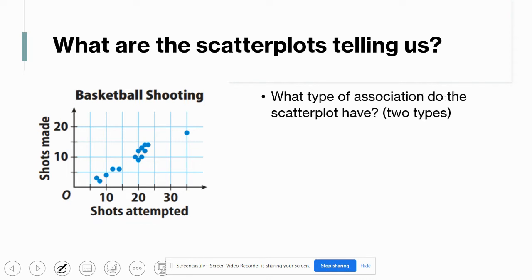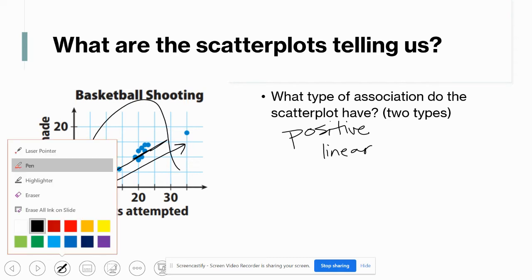What type of association do these scatter plots have? There are two words that I'm looking for in this case. One is that they're going up, right? So it's going to be positive. And then the other is that they kind of go in a straight line, so that means that it's linear. If it's nonlinear, it's going to be pretty obvious. It's going to go in like a curve. All right.